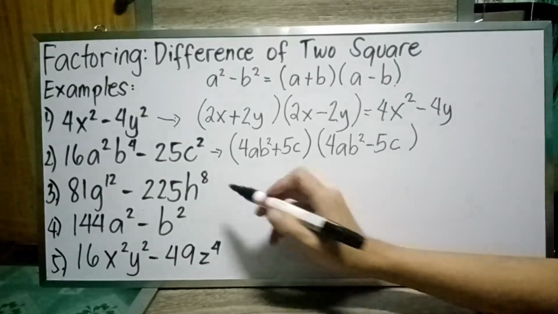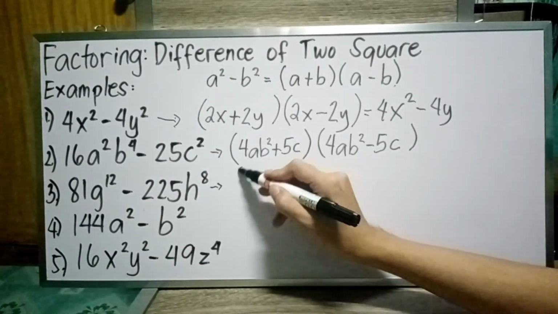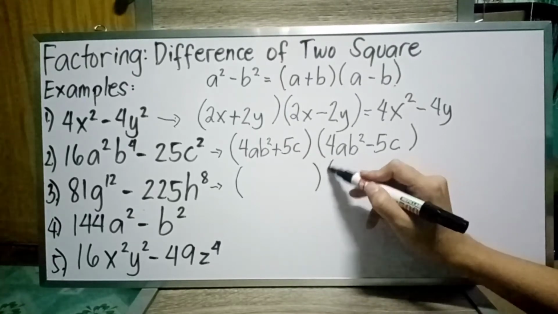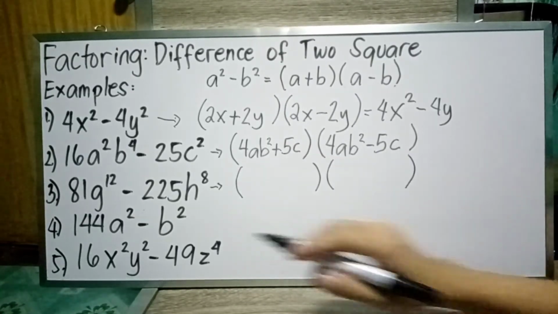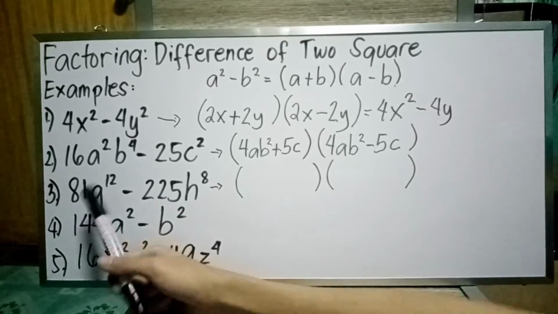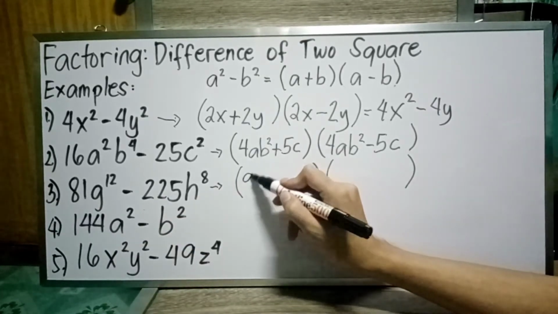Okay. Next. So following again the formula, we're going to write the parentheses right away. So square root of 81, that is 9.